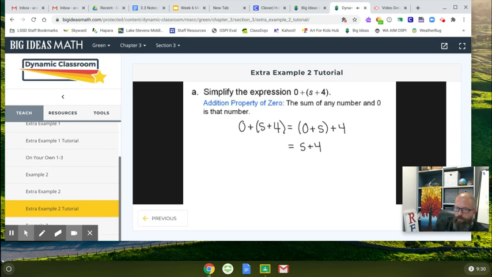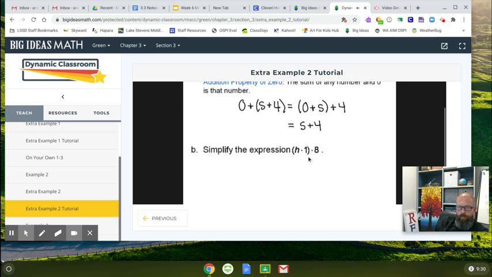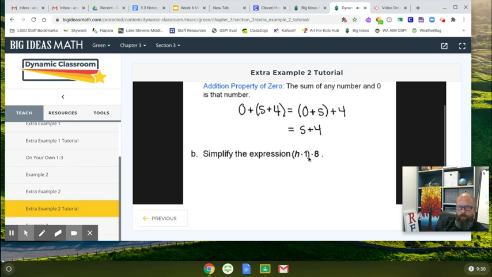Let's try another example. Piece of cake. Simplify the expression, the quantity h times 1 times 8. To do this, we need to use our multiplication property of 1. This states that the product of any number and 1 is that number. So now let's look back at our expression. We have h times 1 and that quantity times 8.